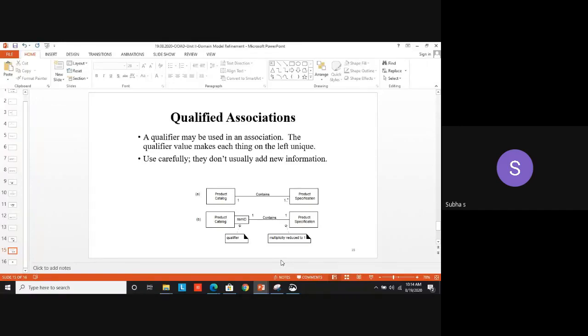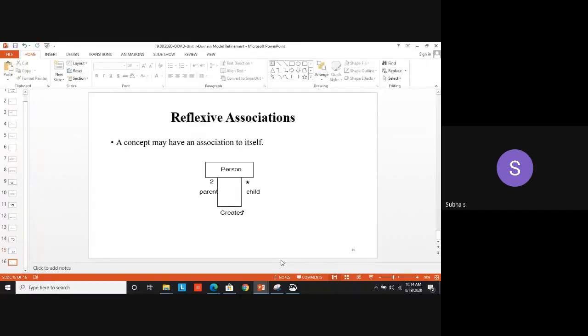Then reflexive association, if a concept associates to itself. Yes, person. Two persons creating a child. Person is the only class. It is associated to itself. That is called the reflexive association.